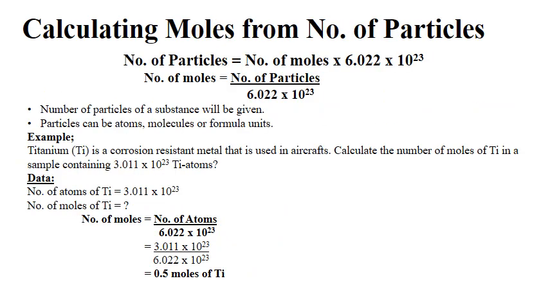The formula for number of particles can also be used to find out number of moles of a substance. In this case we have the number of particles of a substance, that is we know how many particles of a substance are present, but we want to find out how many moles of that substance these particles contain. We can use this formula: number of moles of a substance can be found out by dividing number of particles of that substance by Avogadro's number. And similarly, as we have seen previously, particles can be atoms, molecules or formula units.